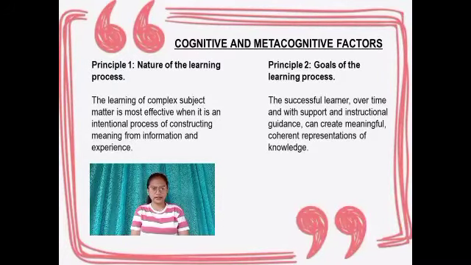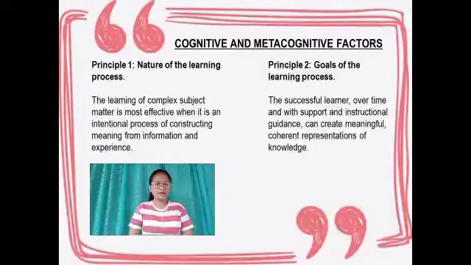Cognitive and metacognitive factor. Principle 1. The nature of the learning process. The learning of a complex subject matter is most effective when it is an intentional process of constructing meaning from information and experience. There are various forms of learning processes, such as habit development of motor learning, information generation, cognitive skills, and learning strategies. In school, students learn to create meaning from knowledge, experiences, and their own thoughts and beliefs through the use of intentional processes.